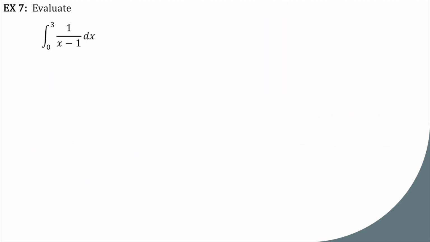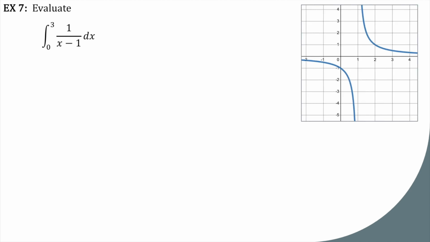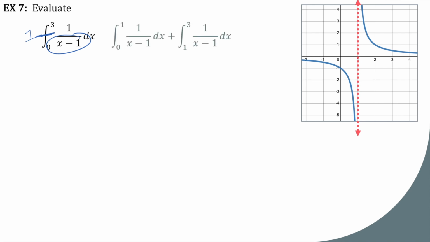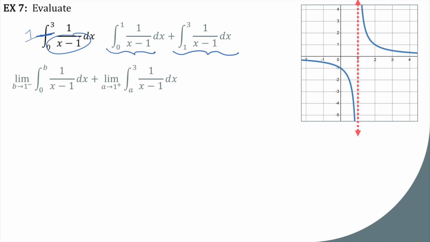What about 0 to 3, 1 over x minus 1? Well, if you graph it, you can see where the problem is. It's at 1, which makes sense because 1 makes the bottom of the fraction 0. So that means we've got to break this integral at the problem area. So we'll go 0 to 1, and then 1 to 3, and now we need to make a limit problem out of each of these. So the first one, the limit as b approaches 1 from the left, 0 to b, and then the limit as a approaches 1 from the right, a to 3.